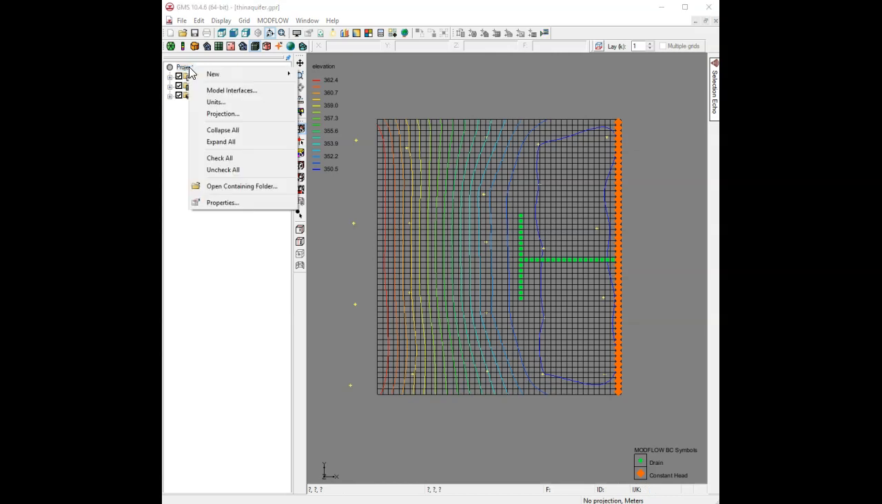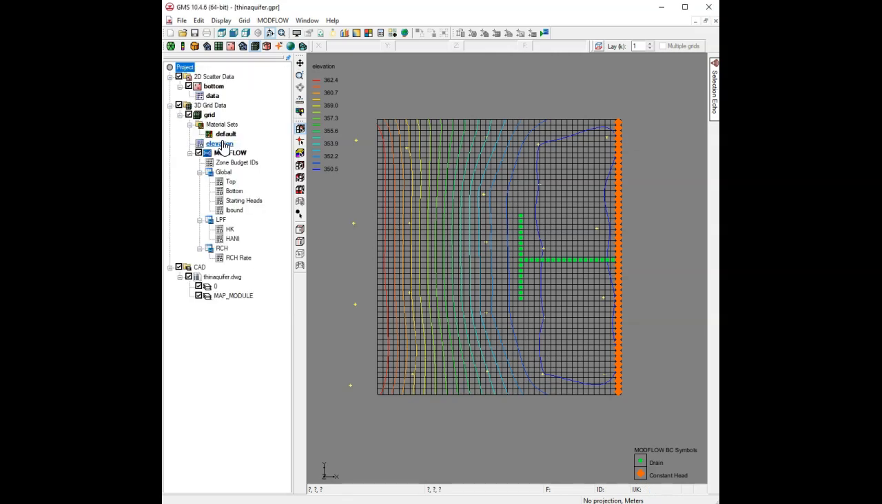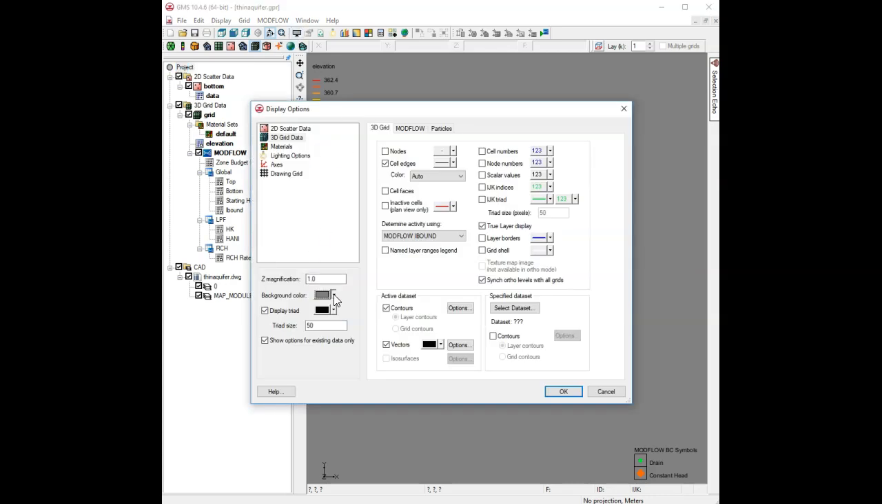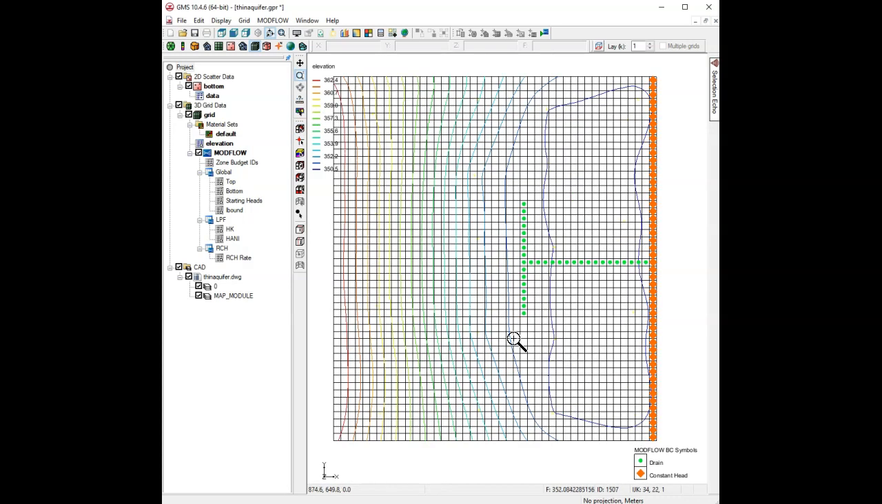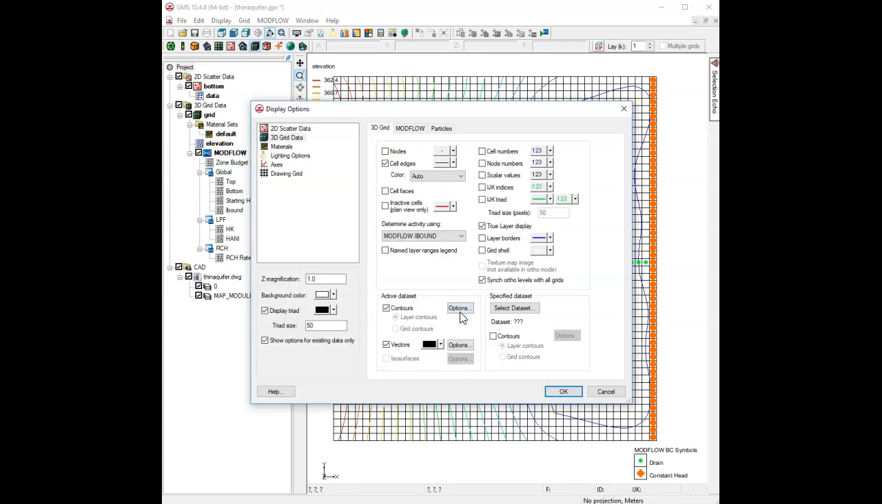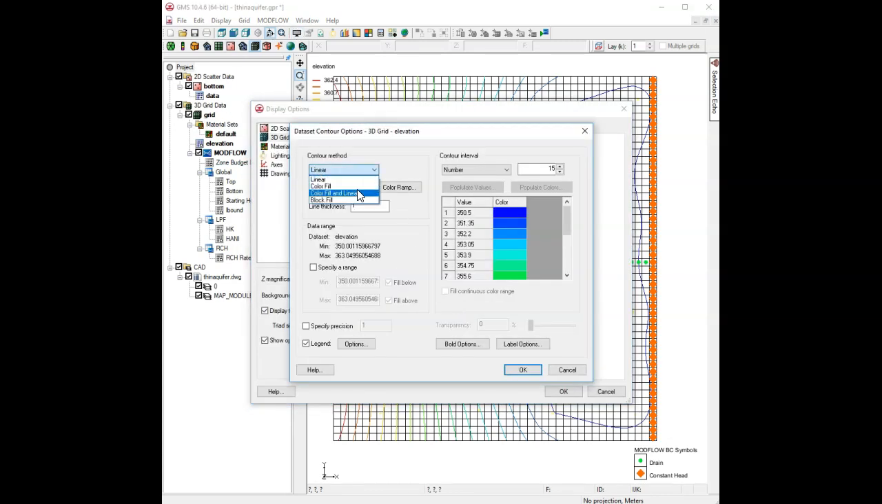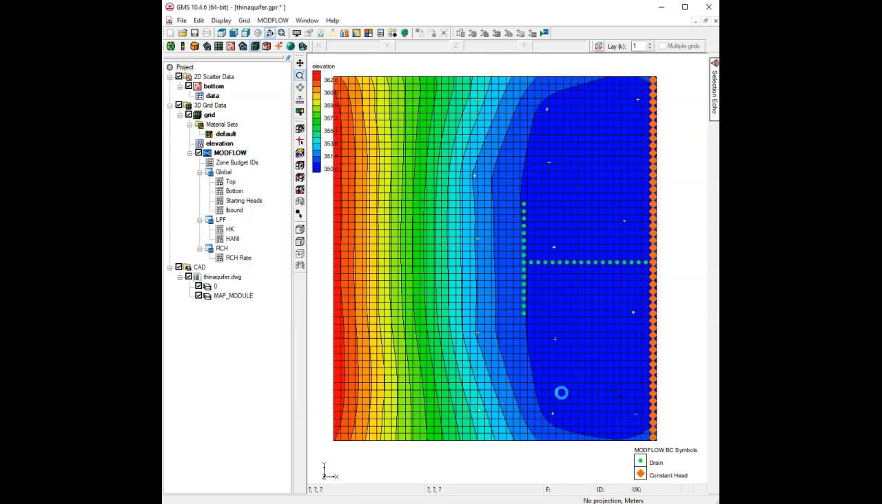I'm going to expand the Project Explorer window here. And let's see, I'm going to turn that background color to white, and let's zoom in just a little bit. In fact, let's also change our contouring options to be linear plus color fill. So what we're looking at right now are the bottom elevations.